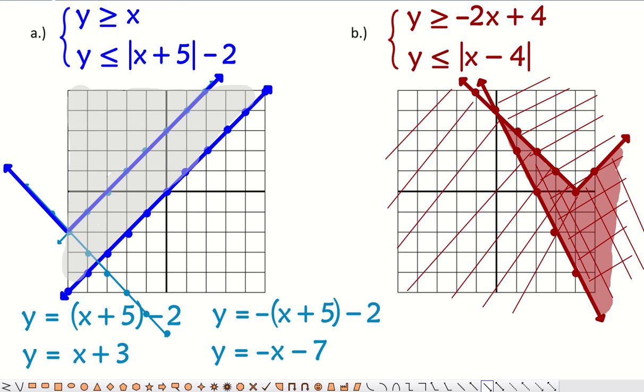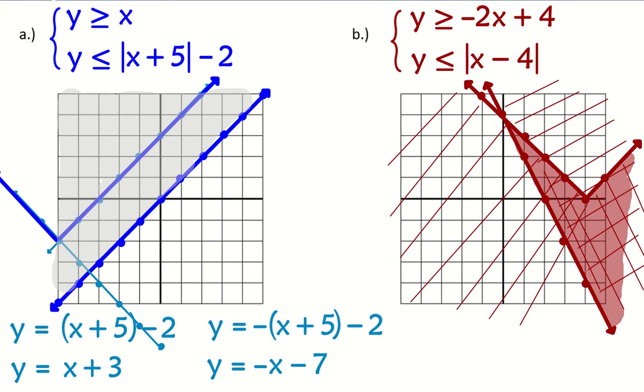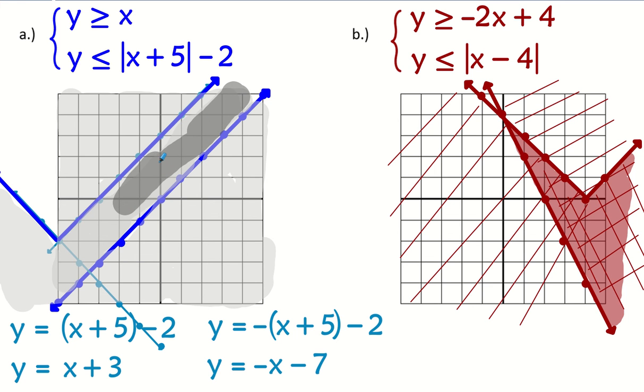Now as far as the shading goes, because remember we still need to shade, this was a less than or equal to, so we're going to shade below the V. Everywhere below the V, wouldn't it now? And remember, the final answer is where we've done double shading. And so apparently that's in here.